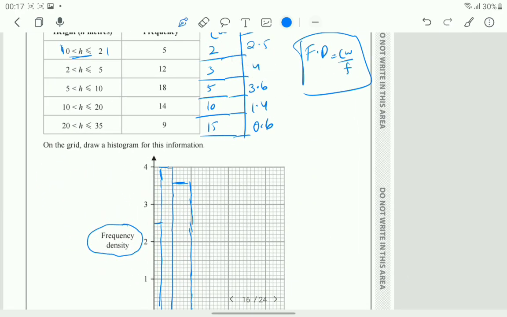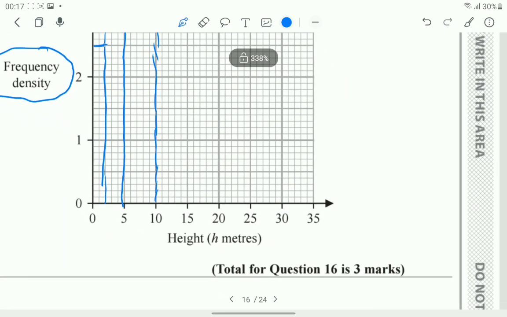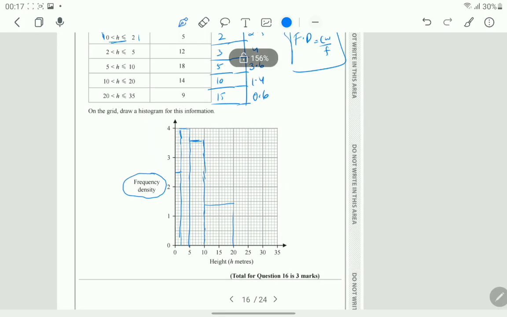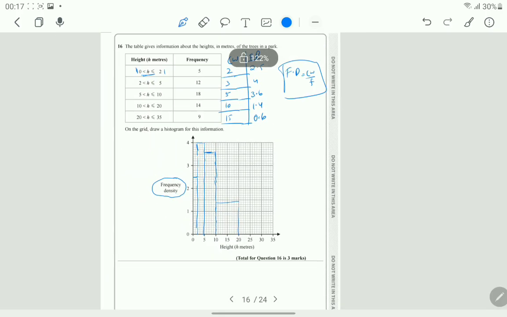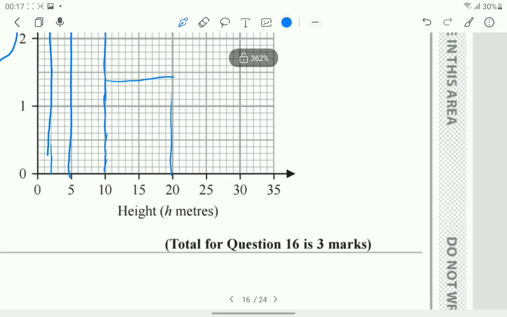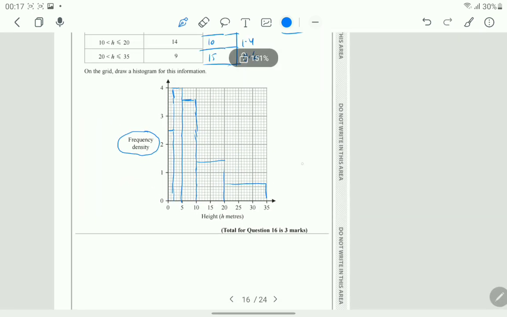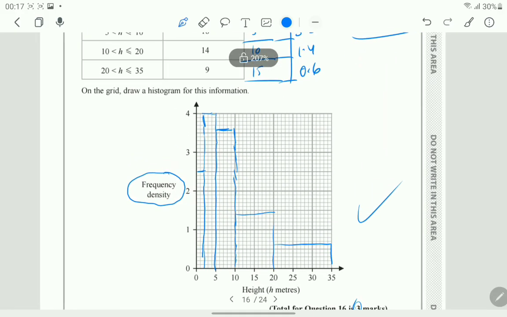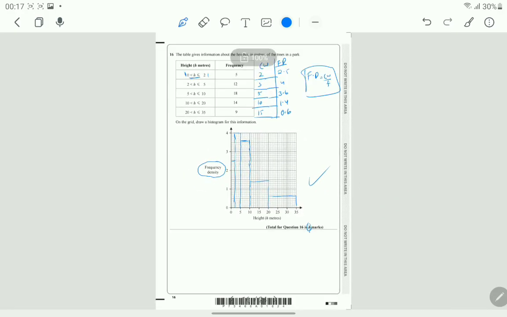Next, 10 till 20 is 1.4, and 20 till 35 is 0.6. Yep, done. Easy marks, easy money. Moving on.